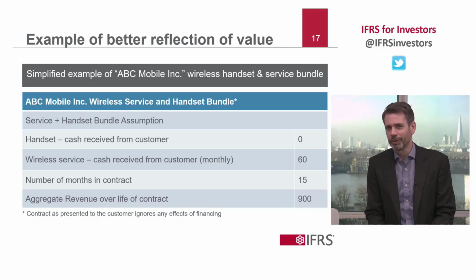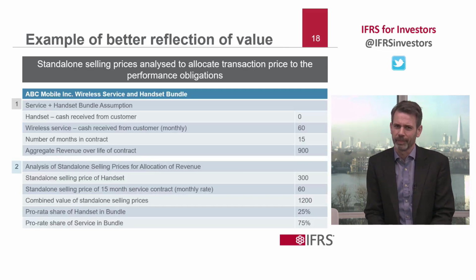The total contract value is calculated as 60 times 15, which equals 900. This is known as the transaction price. Two performance obligations have been identified within the contract, one to provide a handset and one to provide service. The company is required to allocate the total transaction price of 900 between the two performance obligations. IFRS 15 provides guidance on how to do this.